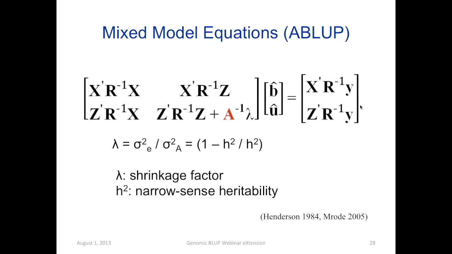And then we use mixed model equations to solve and to get the predictions for individuals. So the solutions for the fixed effects would be the vector beta hat, and the solutions for the random effects would be u hat. Lambda is the ratio of residual variance and additive genetic variance, which is basically the inverse of the heritability.